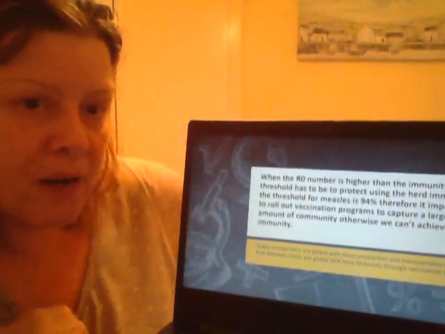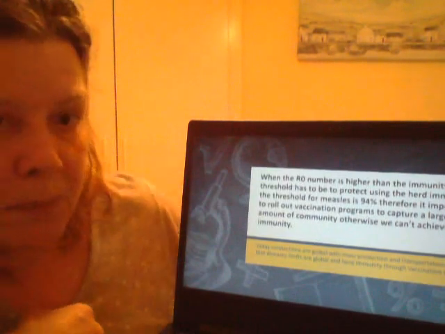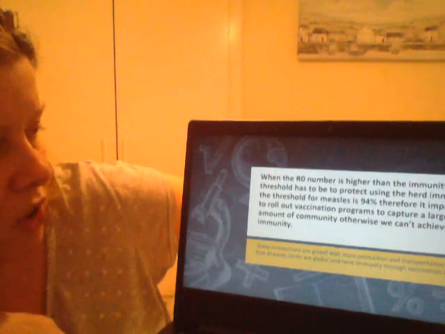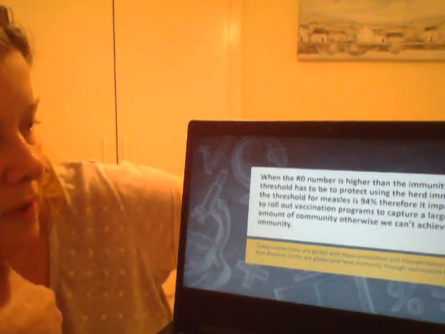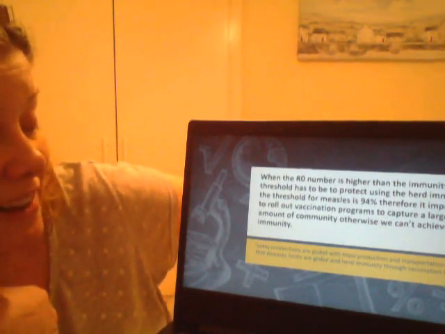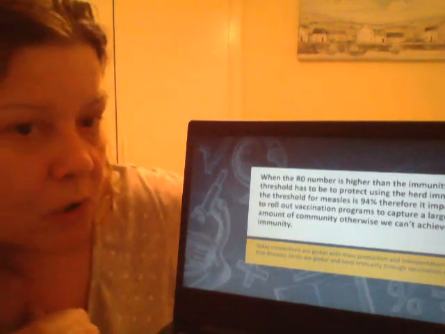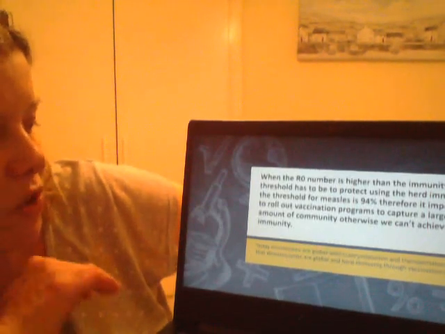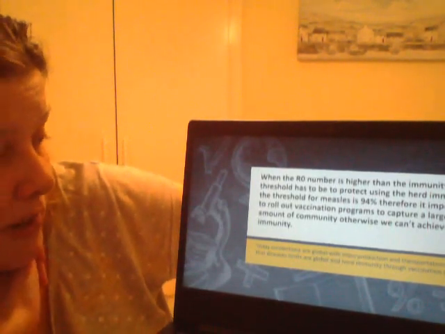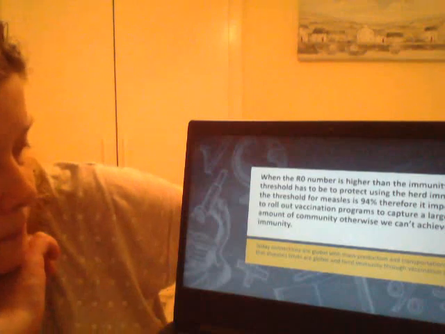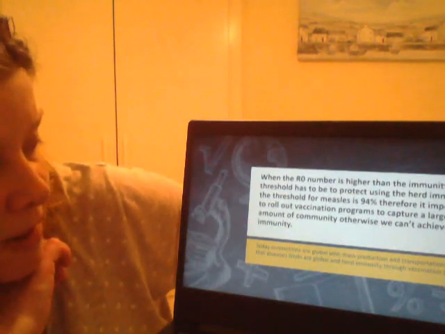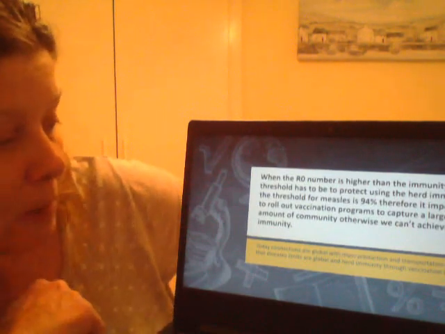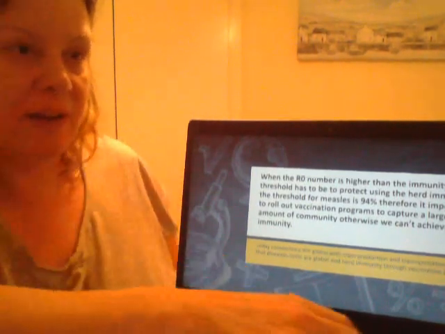And we've learned recently about the R number from Boris Johnson. If the R number is higher than the immunity threshold, it has to be to protect using herd immunity. The threshold for measles is 94%. I'm not sure what COVID is. Therefore, it's important to roll out vaccination programs to capture a large amount of the community. Otherwise, we cannot achieve herd immunity. Today, connections are global with mass production and transportation, meaning that disease limits are global, and herd immunity through vaccination is critical.